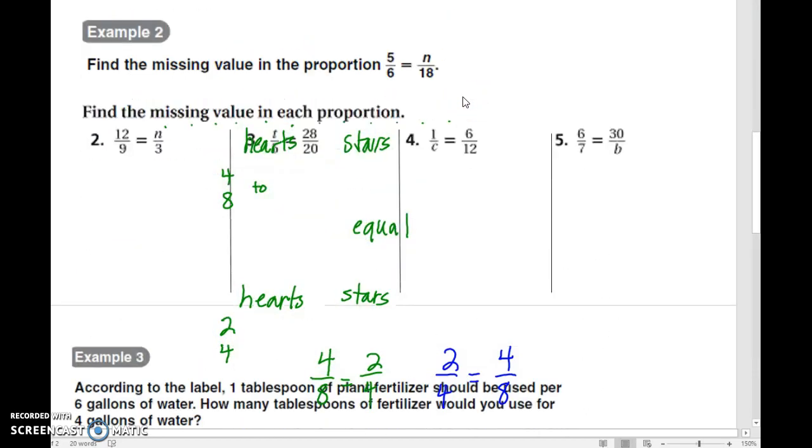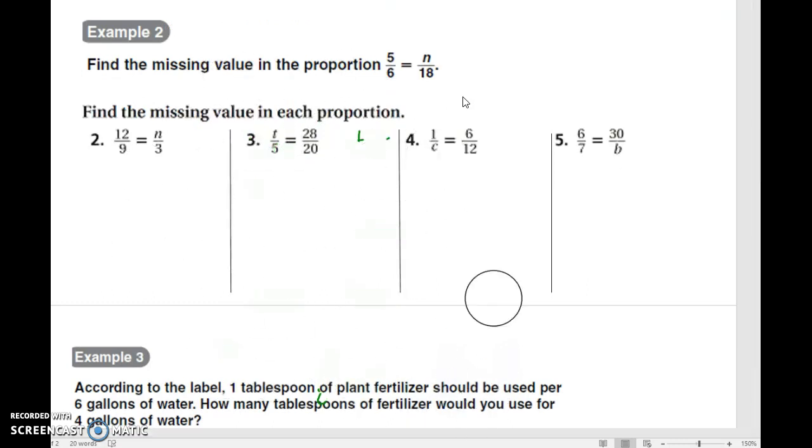Okay. Let's check out example 2. So now they're going to give me some proportions, but they're going to leave off one of the pieces, and I have to figure out what I have to do to make it equivalent. Now, notice up here I have find the missing value. The missing value is whatever the variable is. I have to figure out what it is.